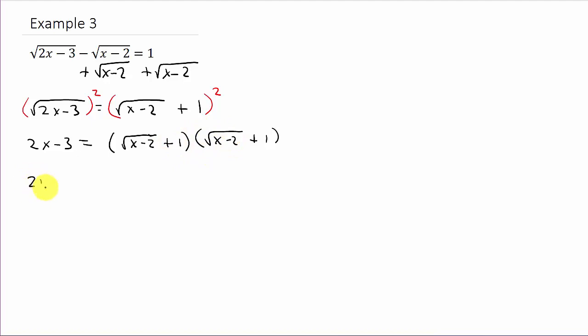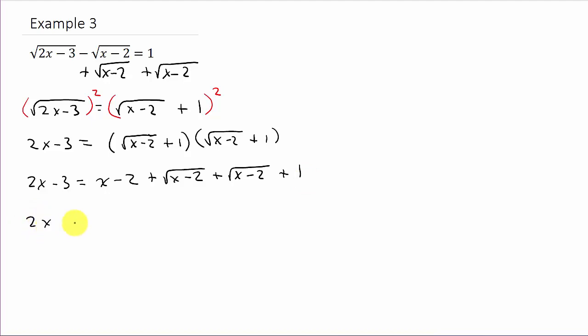So that's going to give me 2x minus 3 equals, now let's FOIL this. Multiply the first: square root of x minus 2 times square root of x minus 2 is just x minus 2. Then square root of x minus 2 times 1 is square root of x minus 2. Then 1 times square root of x minus 2 is square root of x minus 2. And the last, 1 times 1, is 1. All I did was FOIL it: first, outside, inside, last.